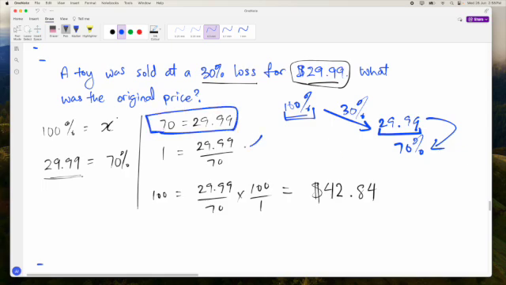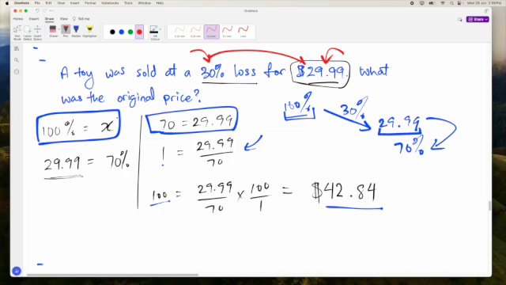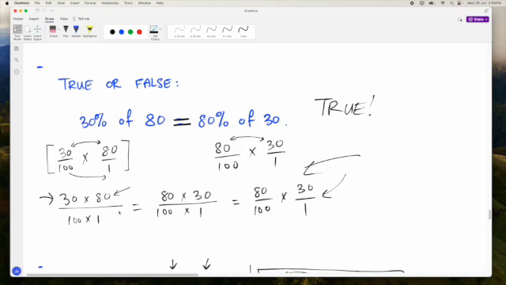And again, it's just the same working. You find for 1%, 29 over 70. And then you find for the 100%, 29 over 70 times 100 over 1 to give you the 42.84. So it's really just about what is the 100%, because a lot of students who just read in might probably just take this as 100%, or you might even try to find 30% of this, but no, it's not just that.